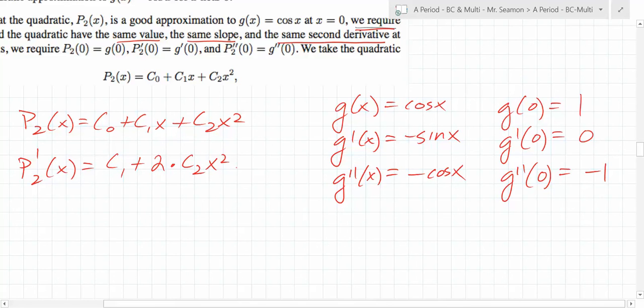You with me so far? What's P double prime 2 going to be? Oh, it's not squared anymore. Thank you. What's the second derivative going to be? Just 2 times 1 times C2. Are you with me so far?